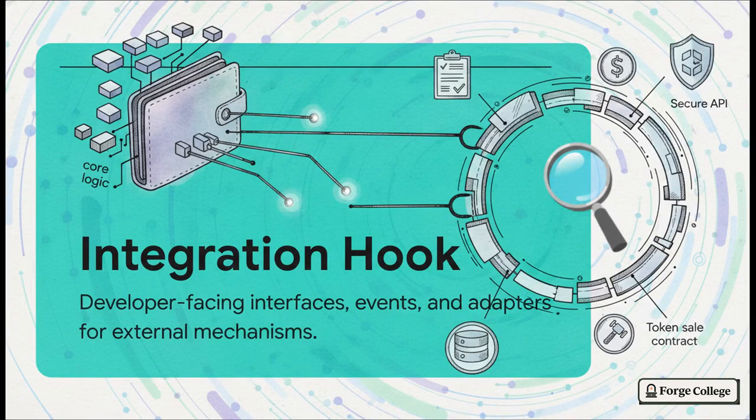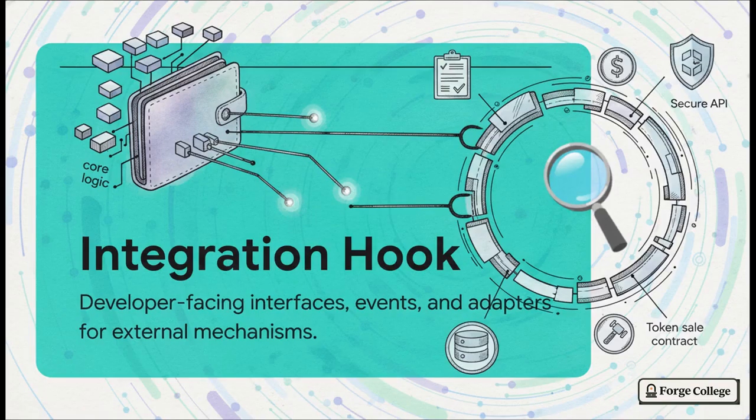Well, the answer lies in what we call an integration hook. These are your developer-facing interfaces, explicit events, and adapter contracts. Basically, they act as a highly secure API for your smart contract. Instead of letting some external protocol just reach its hands directly into your wallet's core logic, which, by the way, is incredibly, terrifyingly dangerous, you provide these explicit hooks.